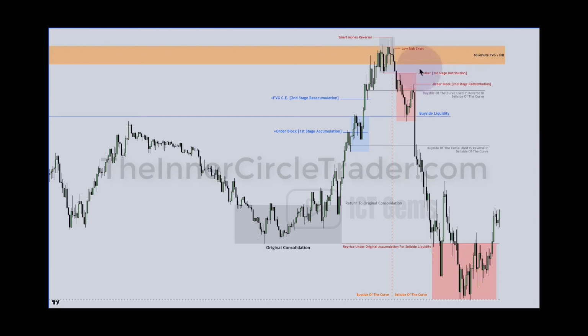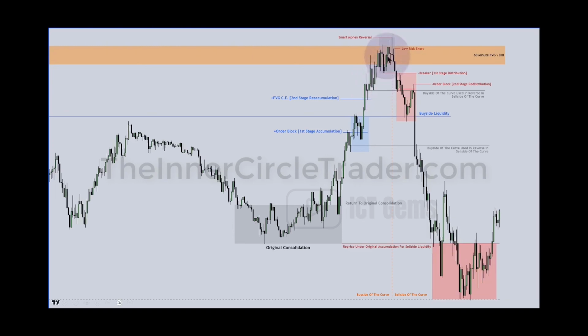If it's not this one, and you've classified that as your first stage distribution, and you're surprised with a sudden drop, you're going to be dazzled because you're on the wrong side, and it's probably going to scare you to get out of the trade. If you notice here, I've said that the buy side of the curve is used in reverse on the sell side of the curve, meaning what? This down close candle is a bullish order block. So while we were going up, when it drops back down into this, it should be offering what?